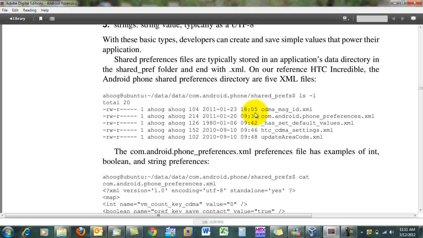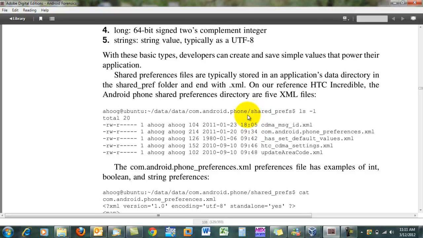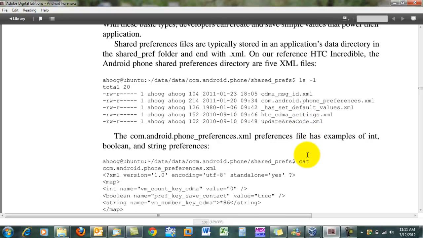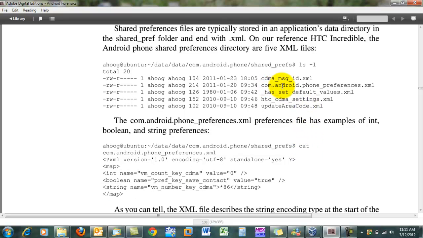One example of this XML is stored under, for example, data. This is a place where you store all your data files, and under Android phone, you see 1, 2, 3, 4, 5 XML files are there. So let's look at one example of the XML file, which is com.android.phone_preferences, which is here.